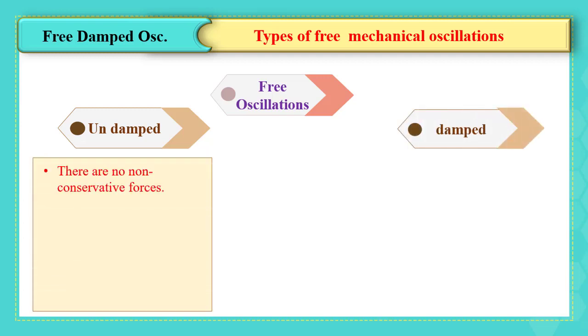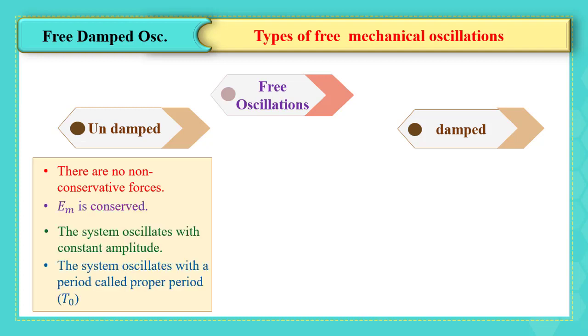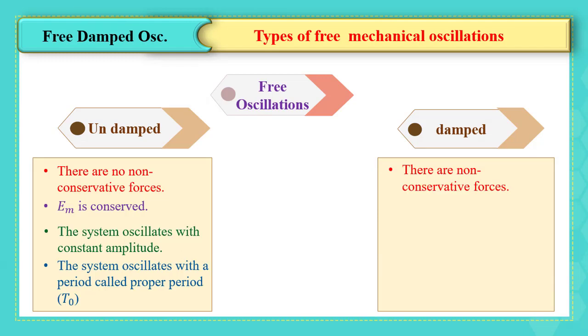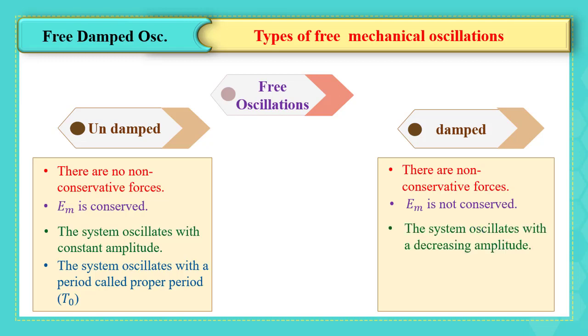So far we have studied the undamped mechanical oscillations, where there are no non-conservative forces, mechanical energy is conserved, the system oscillates with constant amplitude, and its period is called the proper period T0. Now, in the damped oscillation, there will be non-conservative forces, and the mechanical energy is not conserved. The system will oscillate with a decreasing amplitude, with a period called pseudo-period, where T is greater than T0.